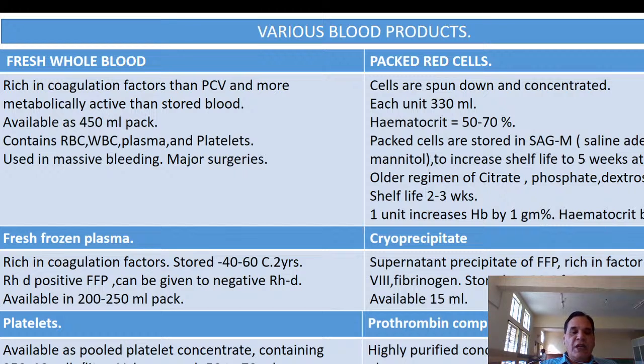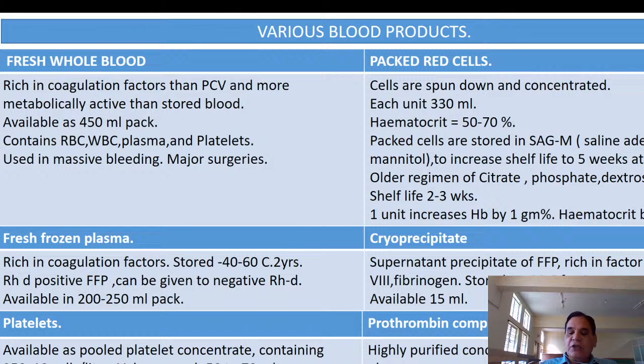What is FFP? Fresh frozen plasma. It is very important because it is very rich in coagulation factors. It is stored at minus 40 to 60 degrees and has a shelf life of 2 years. Rh positive FFP can be given to Rh negative patients. This is very important, and it is mainly used for conditions of thrombocytopenia and mainly dengue fever like conditions in pediatric age. It is available in a 200 to 250 ml pack.